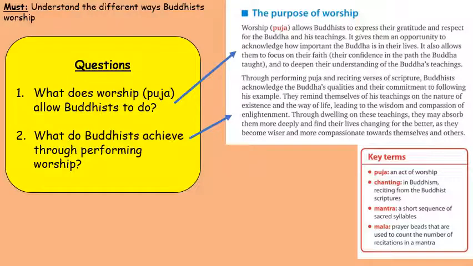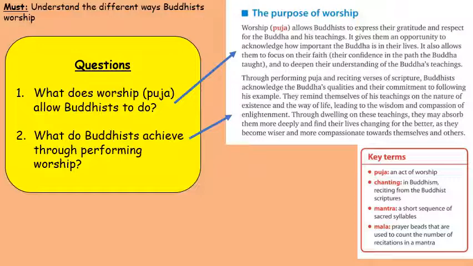So from this slide you can see the yellow box, which is the questions you need to answer. I've drawn little arrows to the box that says the purpose of worship. Underneath that is the key terms. The purpose of worship and the key terms are from your AQA GCSE textbook, guys, so this is what the exam board is saying you need to know.